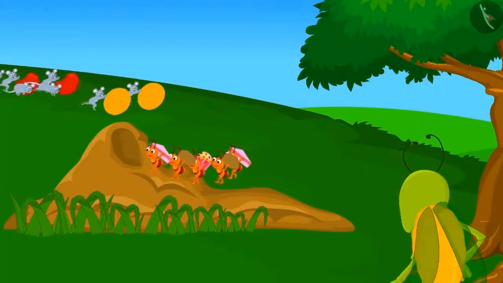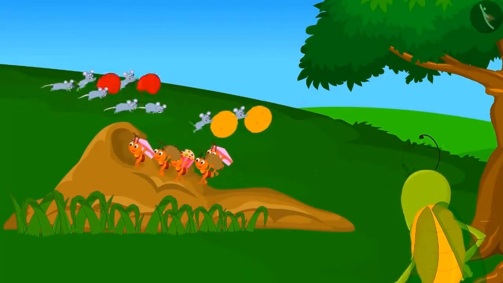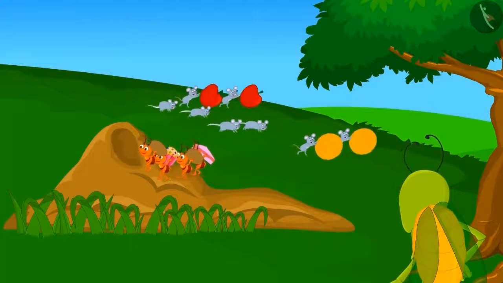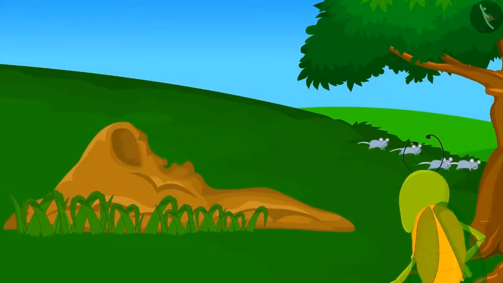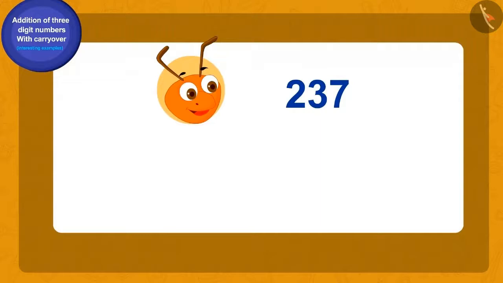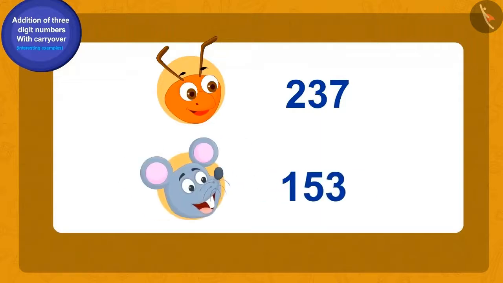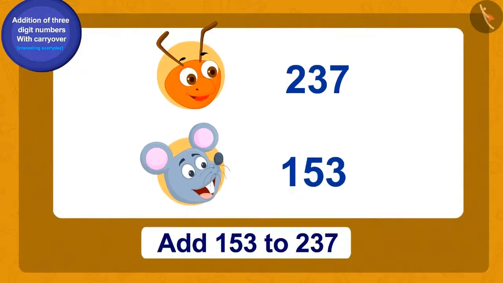Suddenly, he saw a herd of ants and mice. The ants and mice were carrying pieces of some food items. There were 237 ants and 153 rats. Can you tell how many total animals were there in the herd? To find the total number of animals of the flock, we will add 153 to 237.